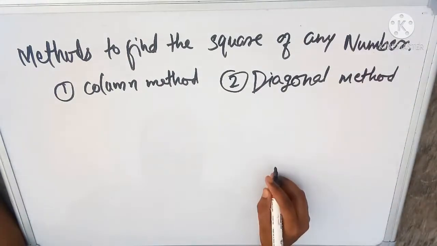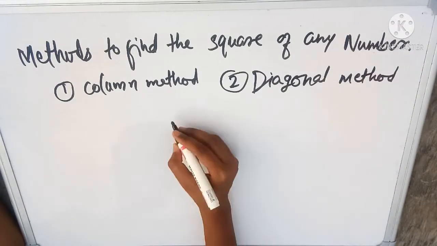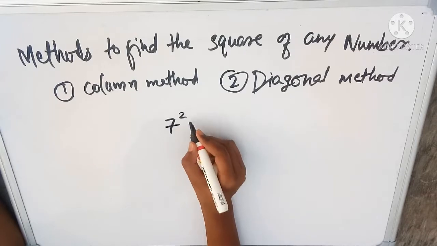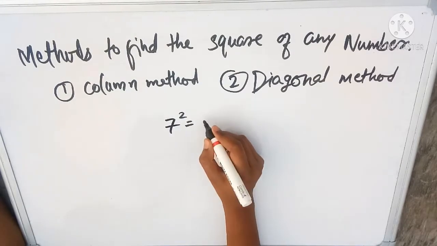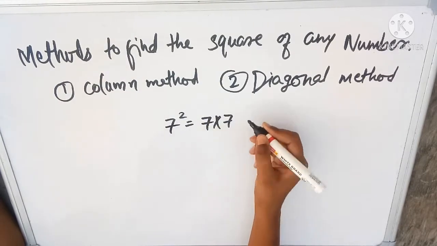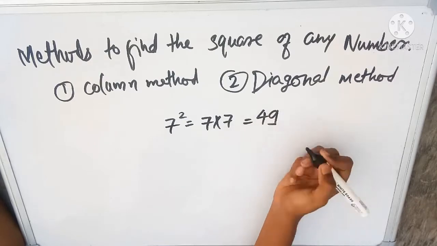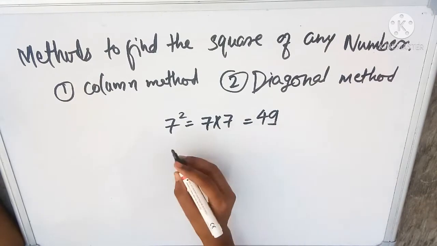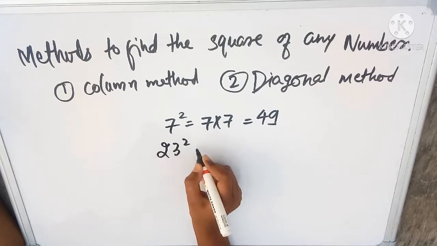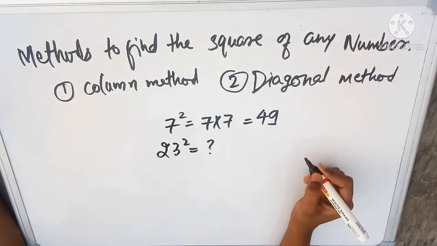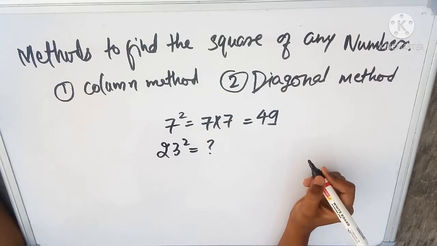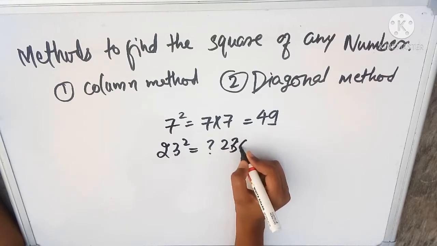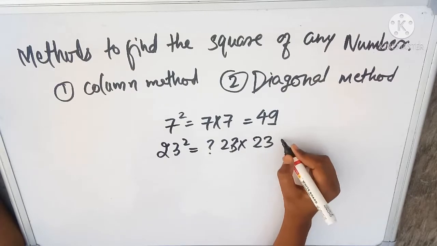Suppose we have to find the square of any single digit number like 7. What we will do is we will simply multiply 7 multiplied by 7 and we will get the answer 49. But what if we have to find the square of two digit number like 23? Either we will need to remember the values or we will multiply 23 by 23 and get the value.